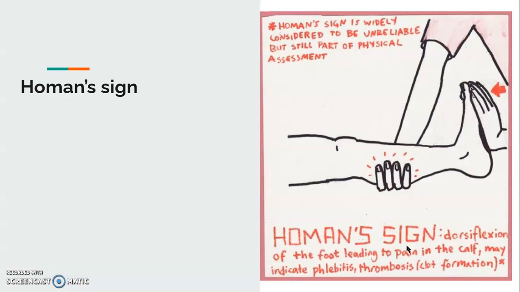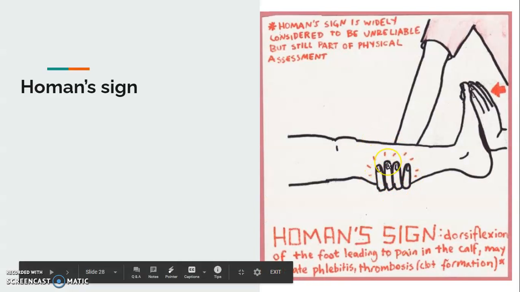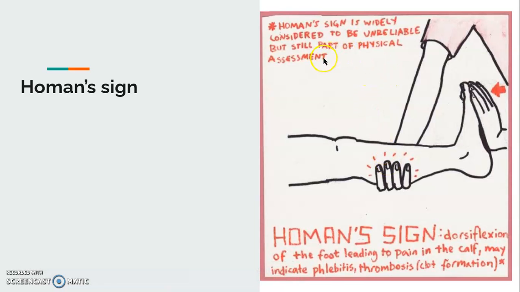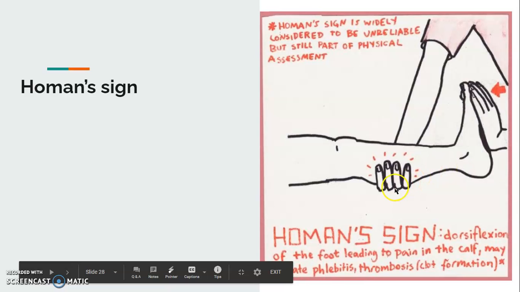Homan's sign is an indication of the presence of deep vein thrombosis. It is widely considered unreliable, but it is included in the physical examination. Dorsiflexion of the foot causing severe pain in the calf indicates the presence of deep vein thrombosis.